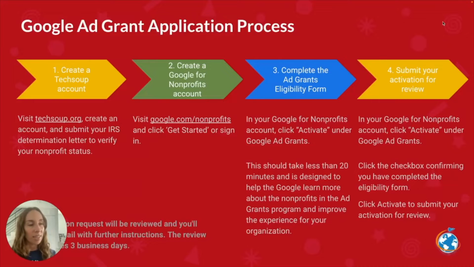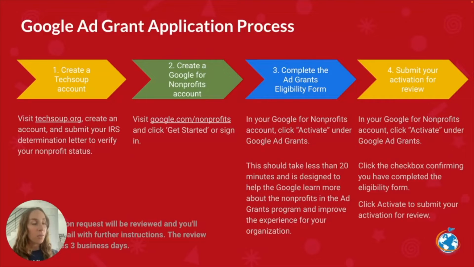So the application process, again, it's not really a lot of written content. It's really just getting access to the proper platforms. So first, if you're starting from the very beginning, you do want to create a TechSoup account. TechSoup is what Google for Nonprofits uses to verify your charity status. It's really easy. You just create an account. You do have to submit your IRS determination letter, but you should hear back within about a week.